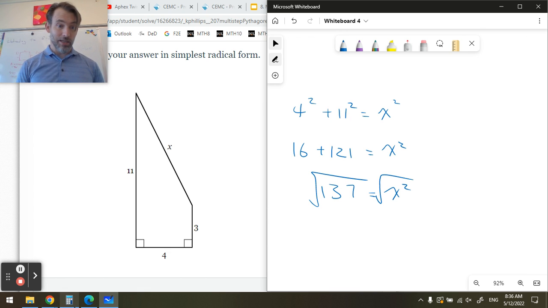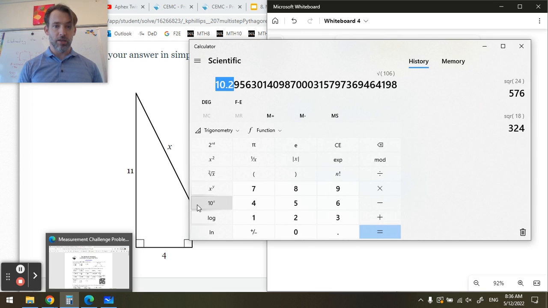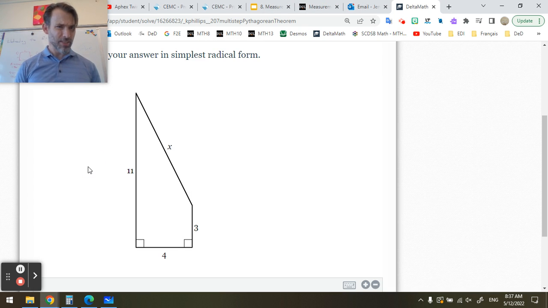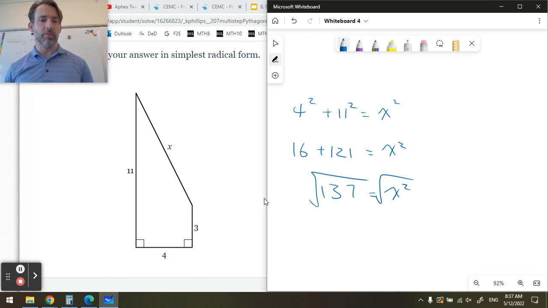Let's see. Maybe 11.7. Okay. 137. Oops, clear. 137. Take the square root of it. 11.7. What did I say? 11.8? And I revised my guess to 11.7? I can't remember, but I'm kind of pleased.